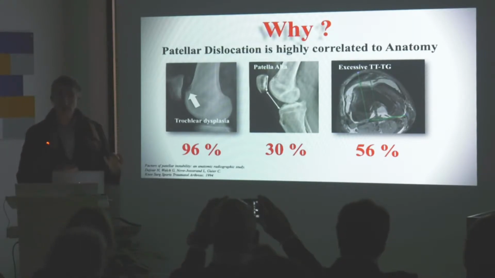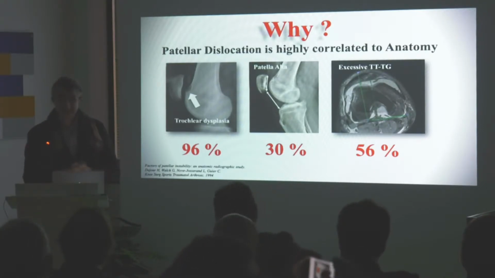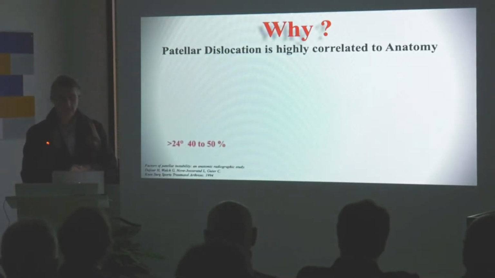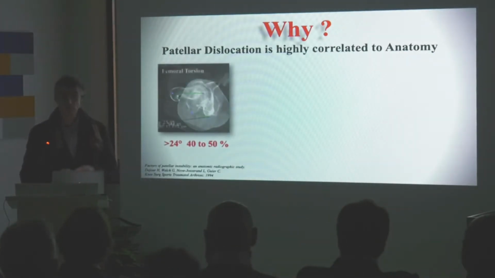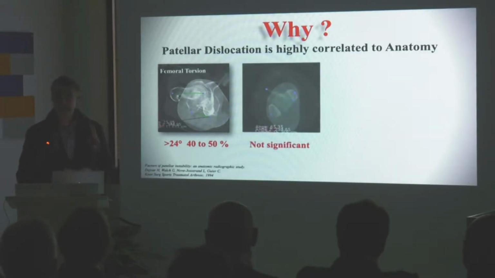In a dislocation population, 96% have trochlear dysplasia. So it's huge, so important. 30% has a patella alta, and 56% has a TTTG over 20 millimeter if you go to the CT scan.